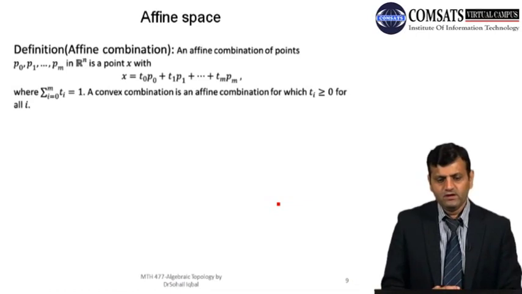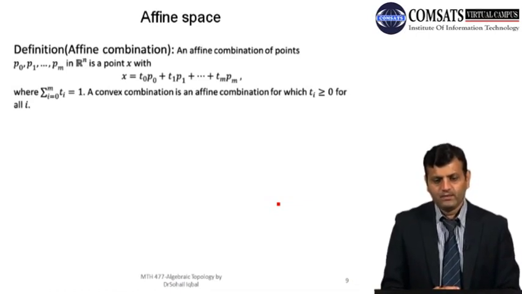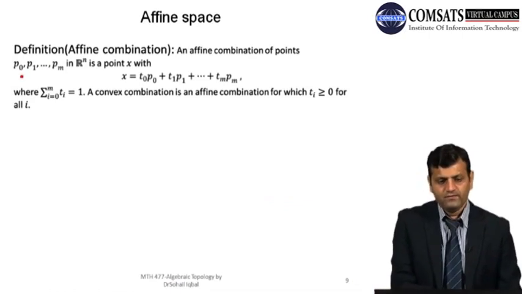Our next definition is affine combination. An affine combination of points, some finite points P0 to Pm in Rn, is a point X which is equal to this expression: T0 P0 plus T1 P1 up to Tm Pm, where there is a condition on the coefficients that the sum of the coefficients is equal to 1.